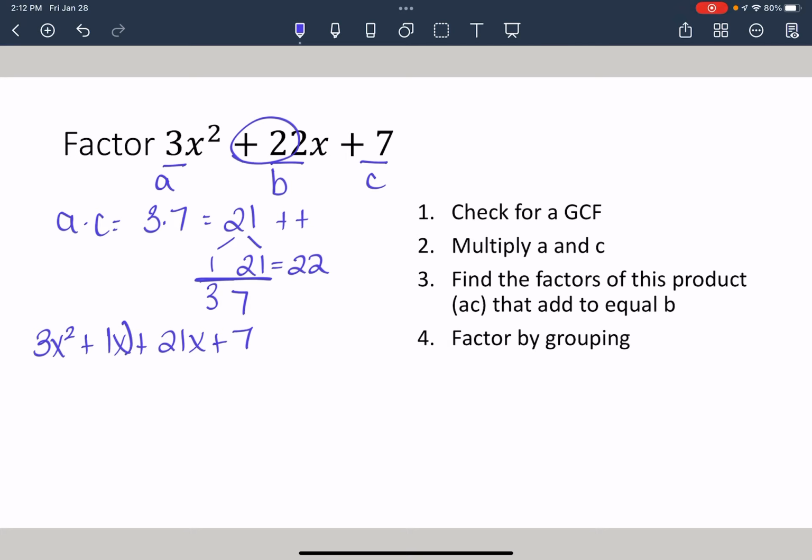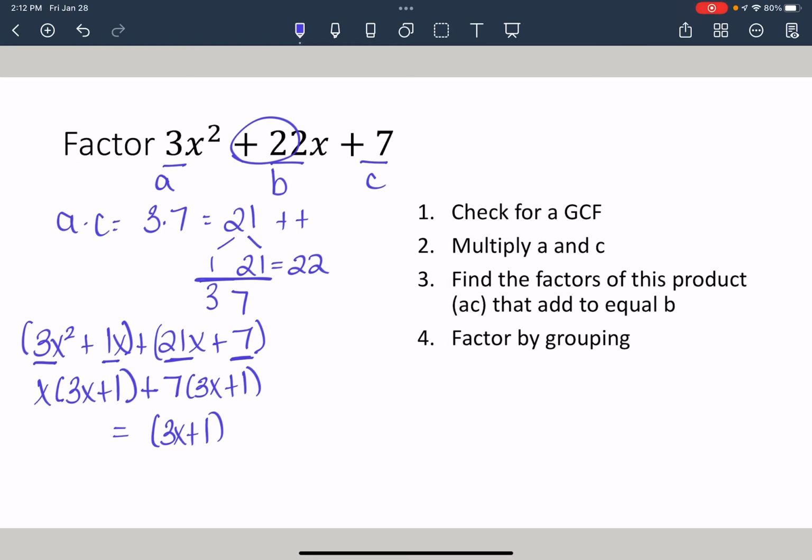And then I group my 2 sets of factors. So the common factor of 3x squared and 1x is x. So you see I can pull out an x, and then I write 3x plus 1. Plus, here, out of 21x and 7, I can factor out a 7, leaving me with 3x plus 1. So now if I rewrite this, it is going to be 3x plus 1 times x plus 7.